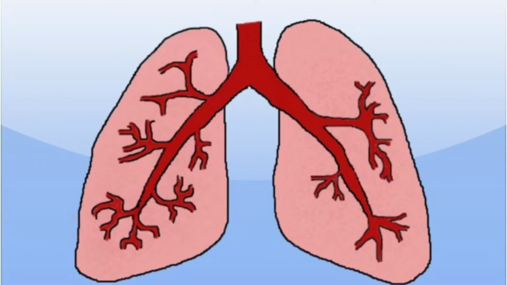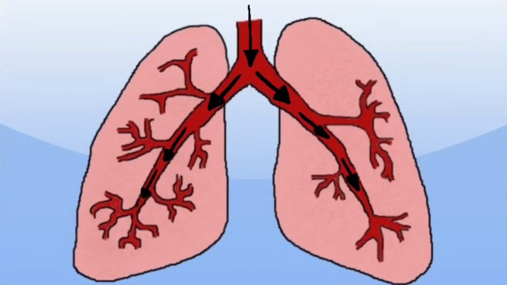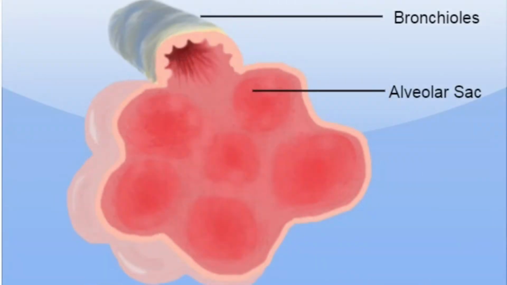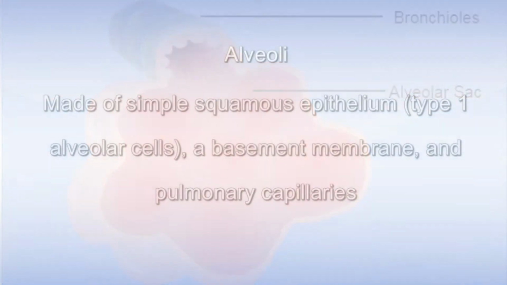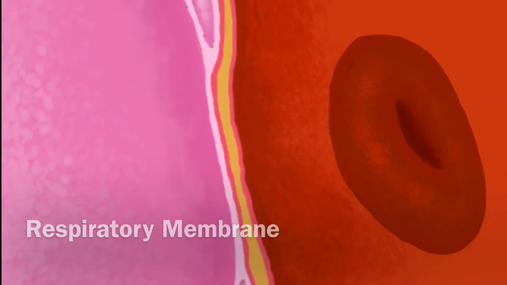In the healthy lung, air goes through the trachea where it then travels down one of the two bronchi. The bronchi continue to branch off into gradually smaller airways until they reach the bronchioles and then the alveolar sacs. The alveolar sacs are comprised of clusters of air sacs called alveoli. The alveolar walls are made of simple squamous epithelium, also known as type 1 alveolar cells, a basement membrane, and pulmonary capillaries. Altogether, they form a respiratory membrane. This is where the exchange of gases occurs.